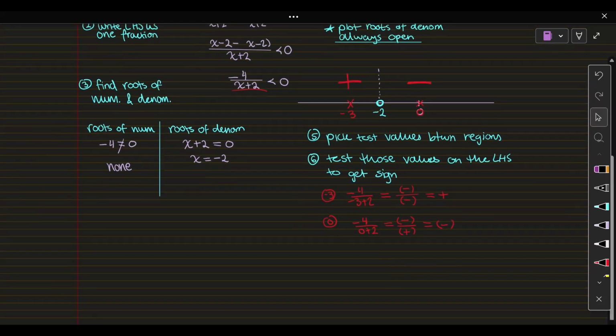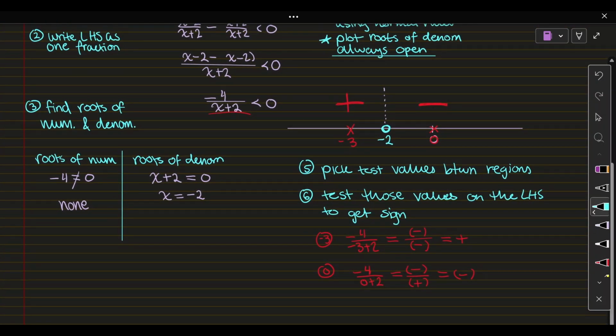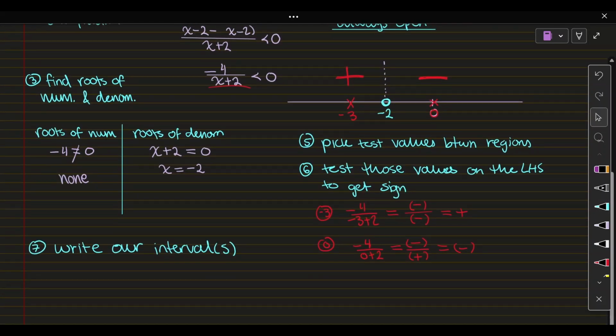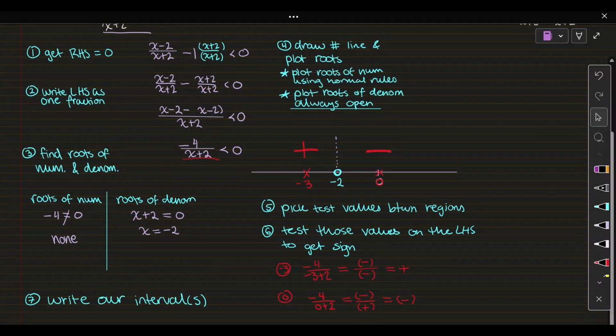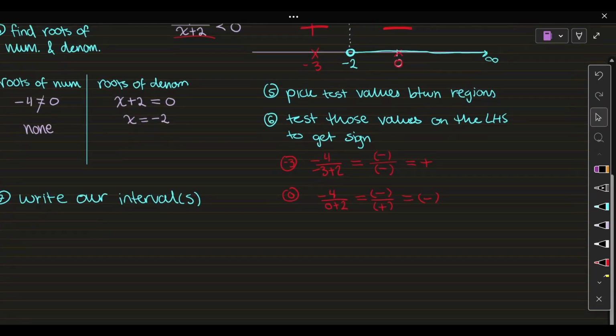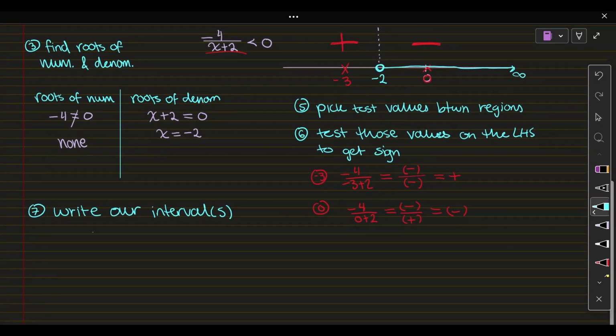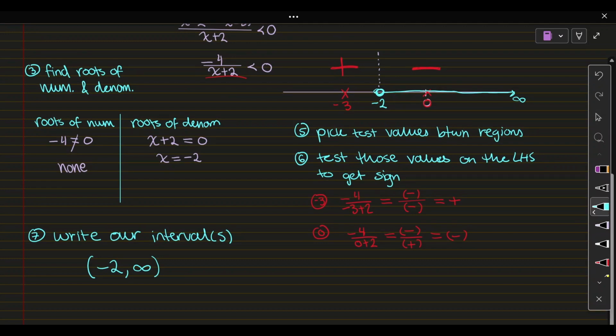Okay, and our final step, step 7, is to write our interval. And there may be more than one, so we'll write our intervals. So note that we were looking for when this is negative, and we found that in this region we are negative, and that's everything from -2 out to infinity there. So my interval is going to be open parentheses, -2, out to infinity. Right, because I didn't include -2, it's an open dot.